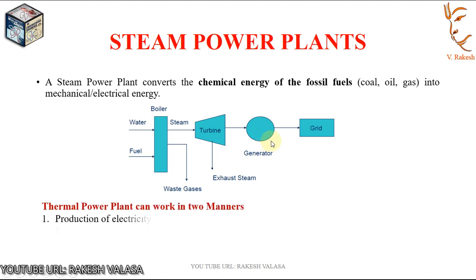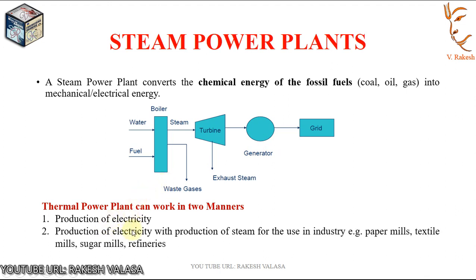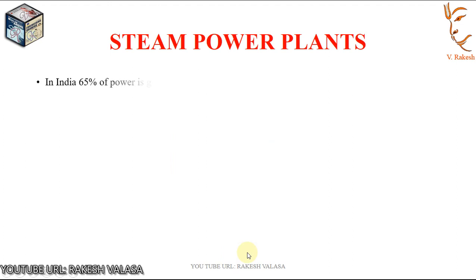Any thermal power plant can work in two manners. One is to produce electric power. The second one is to produce steam for industrial purposes. Besides producing electric power, the steam may be used for varying purposes in industries such as paper mills, textile mills, sugar mills, refineries, etc. In India, 65% of power is generated by steam or thermal power plants.